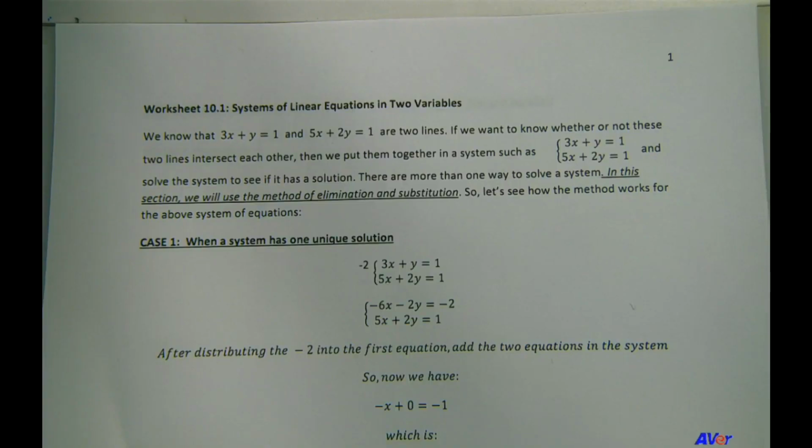10.1, where we will talk about systems of linear equations in two variables. So every system of linear equations is basically looking at whether two lines intersect on a plane or not. For example, in real world applications, if you have a linear equation for supply and a linear equation for demand, then typically analysts want to know where the supply and demand equal each other.